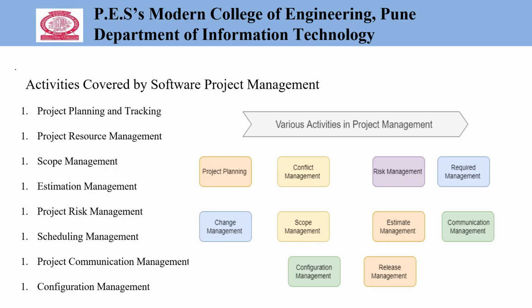Okay. What is scope management? What is the scope of your given project? Then estimate management, which covers your budget-related activities. Next, project risk management: when you are doing projects, you have to face some challenges and issues, and that is project risk management. Again, scheduling management, where you need to decide a schedule from start to end. Second last is project communication management, which involves people, either one or several. Then configuration management, the last one. So all these activities are covered by software project management.